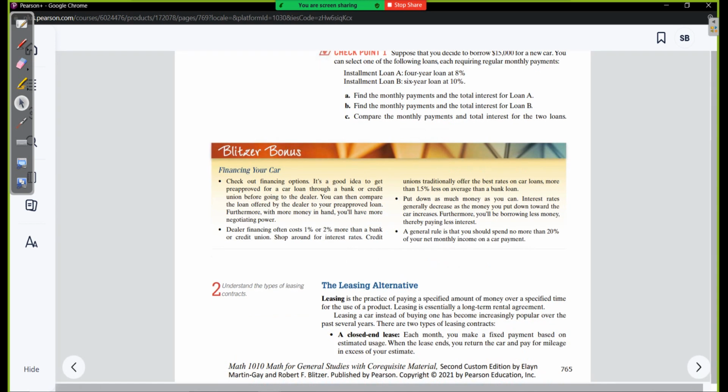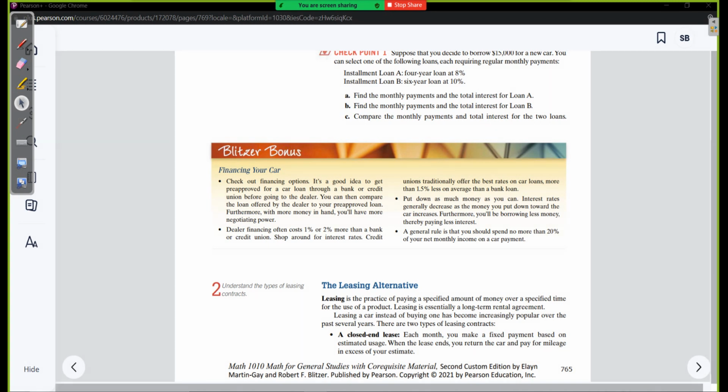Starting down here at the bottom, it reads, the leasing alternative. Leasing is the practice of paying a specified amount of money over a specific time for the use of a product. So leasing is essentially a long-term rental agreement. Like I said, leasing is usually a bad word, but let me show you what I did with my truck.